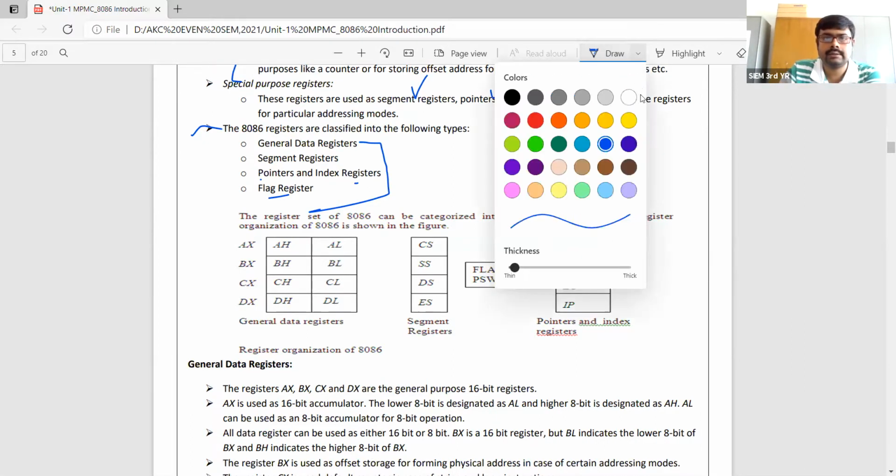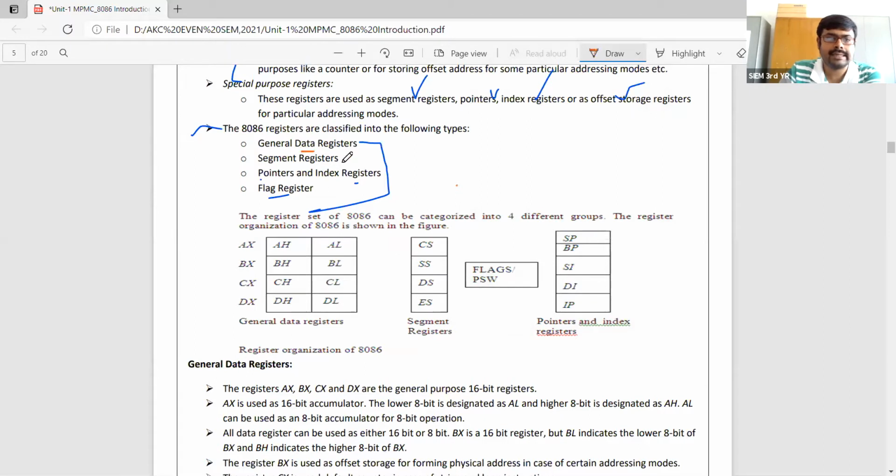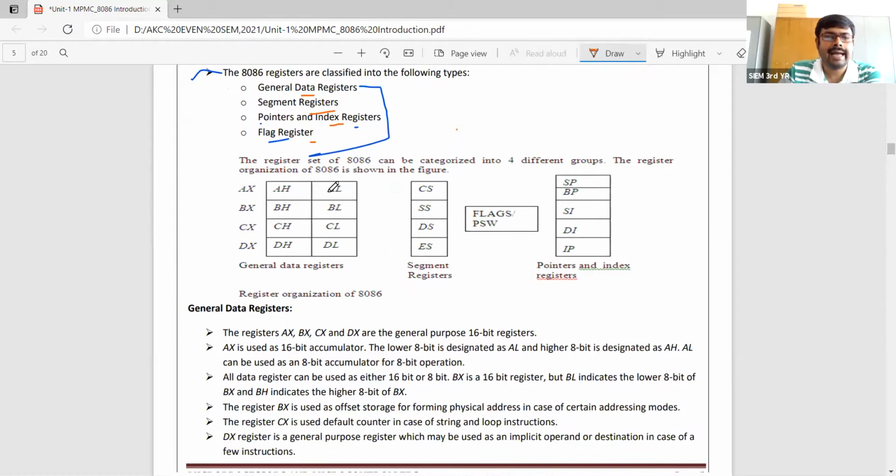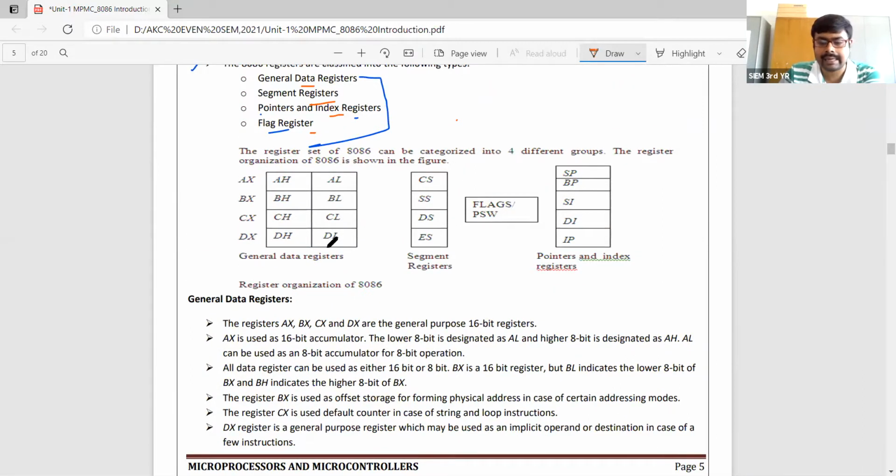The four different groups you have already seen: the general data register, segment register, pointer and index register, and the flag register. Now we will see, according to the block diagram, what the different architectural names are, what is associated with those names, and what the different classifications and justifications are.